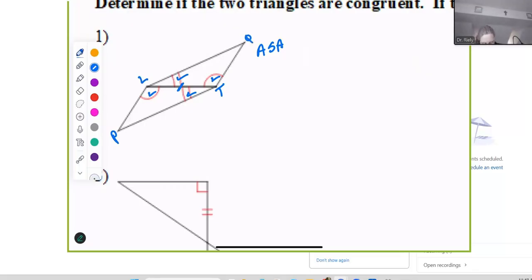So I would say that triangle, let's see, I'm going to say L, T, P. So I went single, W, and then the other letter, okay, is congruent to triangle. Go single, so that's going to be T, double, L, Q. Okay, that's my congruency statement.